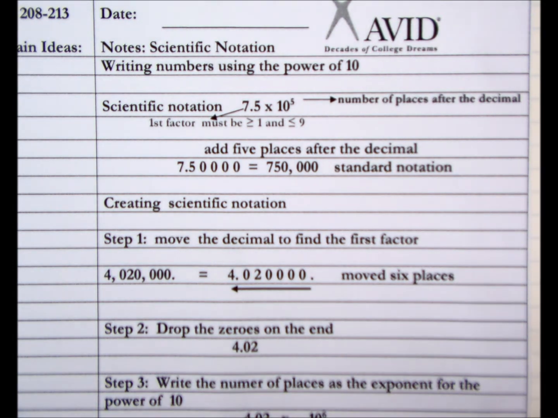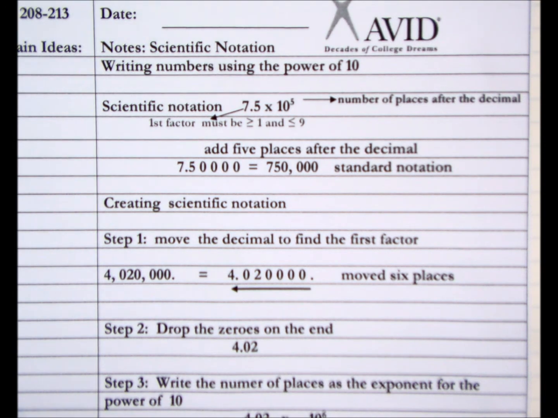These notes are on page 65, and they're on scientific notation. You can find this in the book on pages 208 through 213. You need to pay close attention to this because scientific notation can be a little difficult. We're just going to learn how to create scientific notation. Eventually, we'll be learning to do some operations with them.